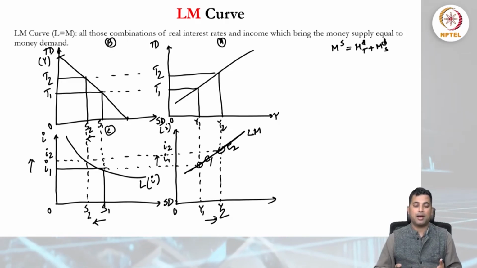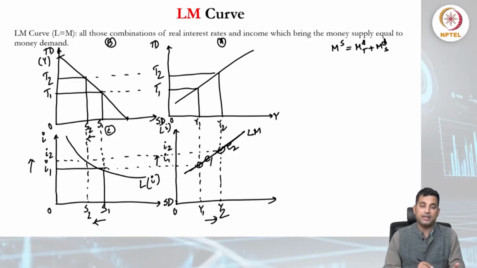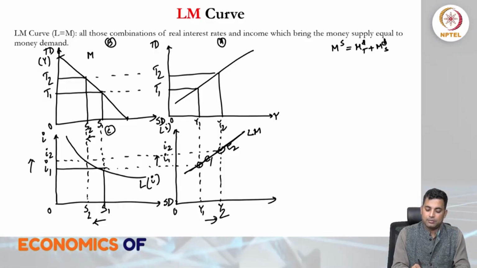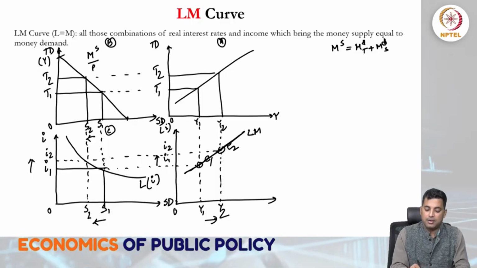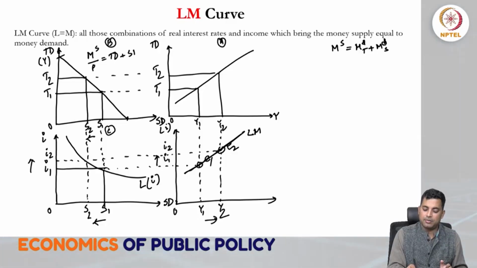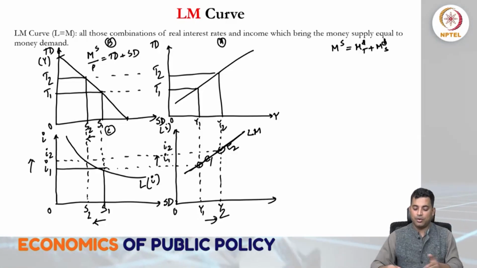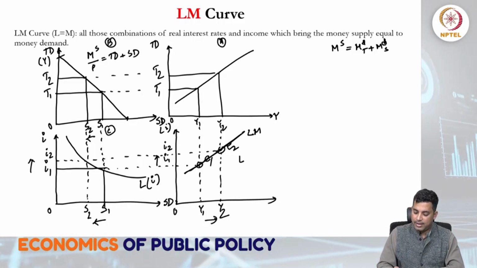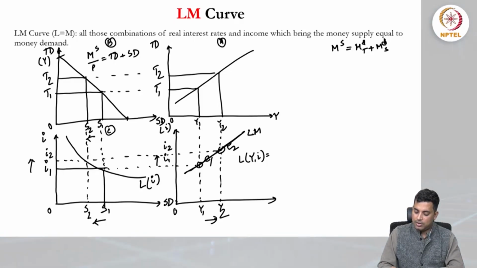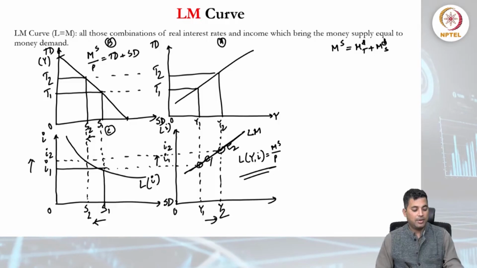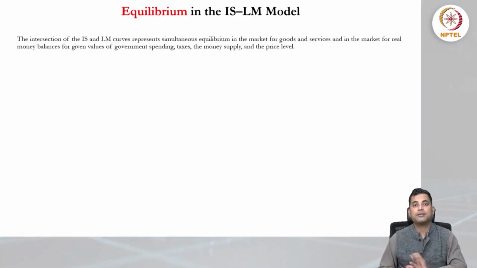So here we have money supply and money demand, and the money supply we plotted here in panel B is fixed, but it is spread across the transaction demand for money and speculative demand for money, right? So the overall LM equation is basically the equilibrium condition. So here L(Y, I) equals MS by P. This is what we call the LM market equation, right? So moving forward, what is the equilibrium?